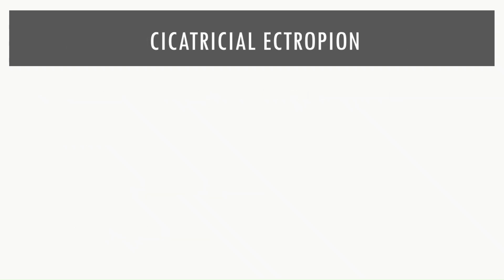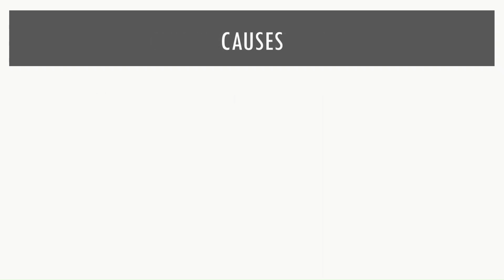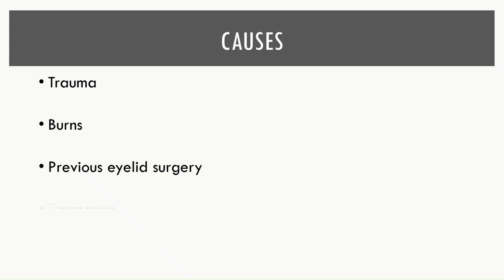Any condition that causes skin contracture can lead to cicatricial ectropion. It is caused by scarring and vertical skin shortening. It pulls the lid away from the globe. The key pathology is vertical skin deficiency. The causes can be trauma, burns, previous eyelid surgery, dermatitis, and ichthyosis.